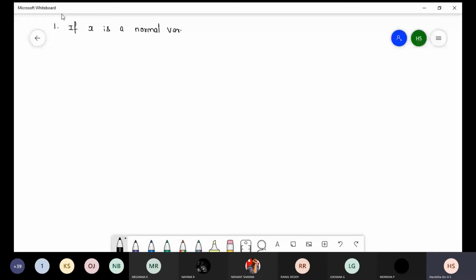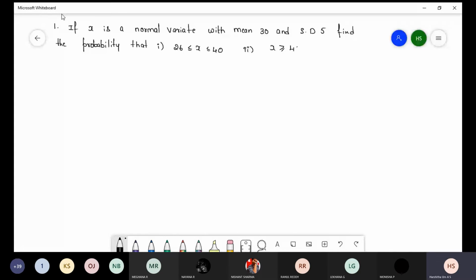Next, if X is a normal variate with mean 30 and standard deviation 5, find the probability that, first one, 26 less than or equal to X less than or equal to 40. Second one, X greater than or equal to 45. The year of the question is June 2019.